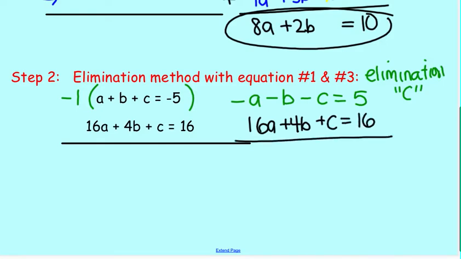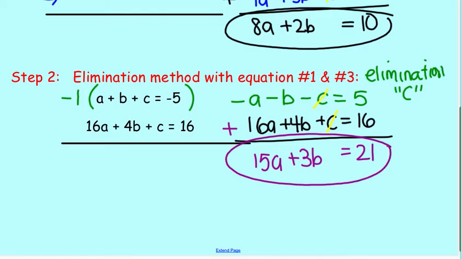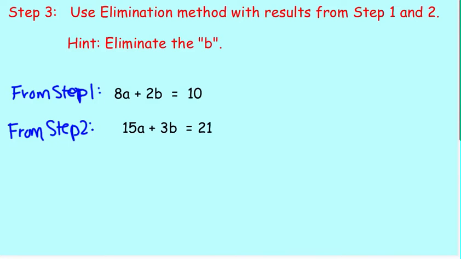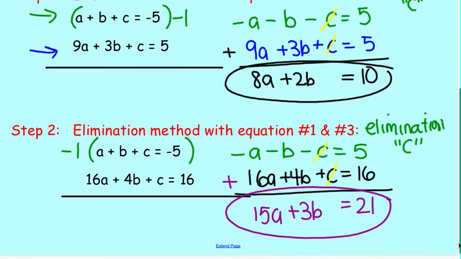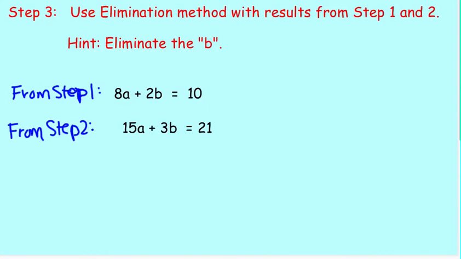Let's add them together. Negative a plus 16a becomes 15a. Negative b plus 4b is 3b. Negative c plus c, those cancel out, equals 21. This is the other equation we're going to use in the next step. All right, step 3, we want to eliminate using the results from step 1 and 2. Let's just remove the b. In the previous steps, we had the black and the purple results, the top one and the bottom one. So here's my black one, and then here's my purple one.